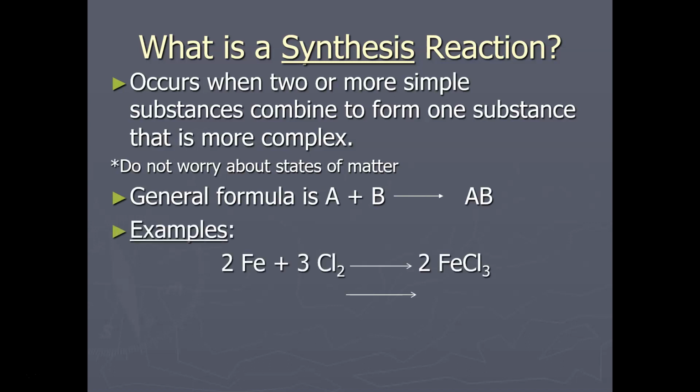Some examples for you: 2Fe plus 3Cl2 equals 2FeCl3, or 2Na plus Cl2 produces 2NaCl. We take two or more things that are separate and we jam them together to create one thing.